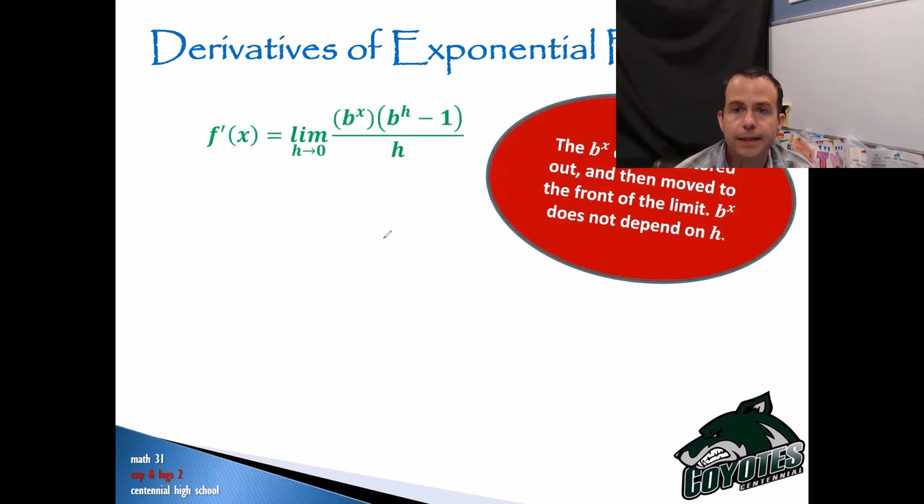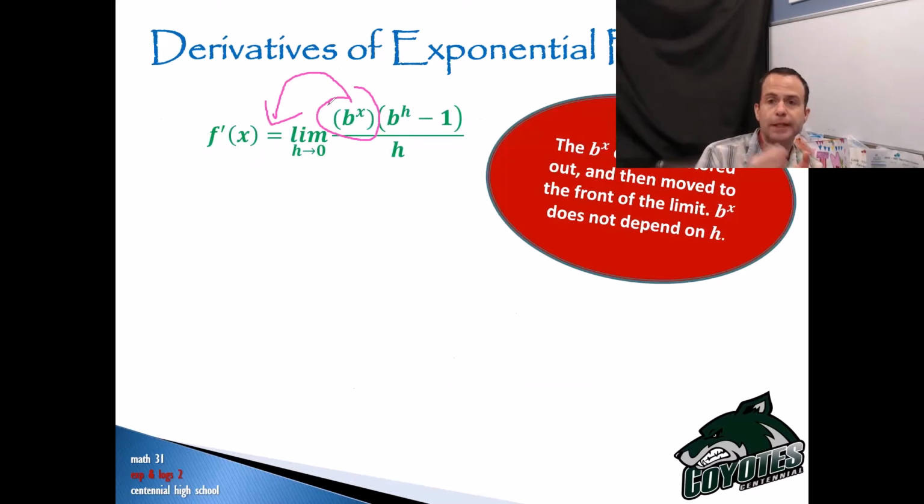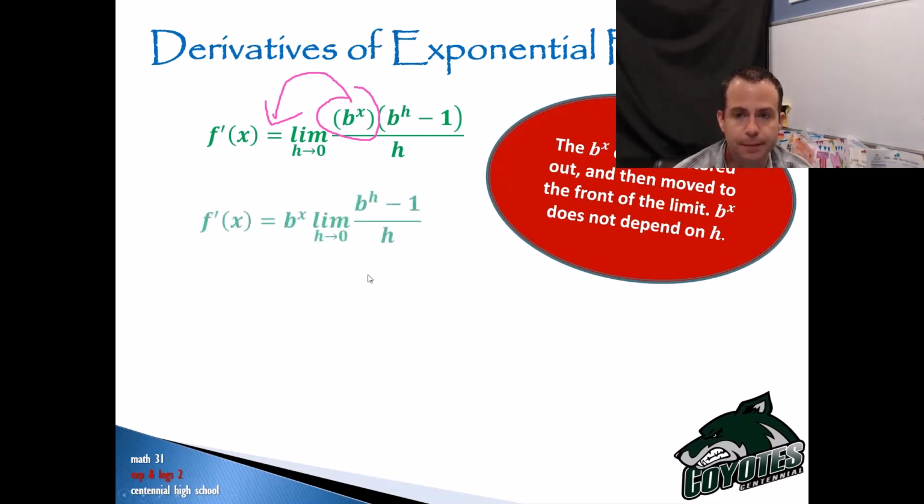So the b to the x can be factored out, which we did. And then we're going to move it to the front of the limit because b to the x does not depend on h. Okay, so I'm going to move this guy here up to the front. And then I'm going to be left with the limit, so b to the x times the limit of b to the h minus 1 over h as h approaches 0. So then I need to figure out, well, what the heck is this going to be?